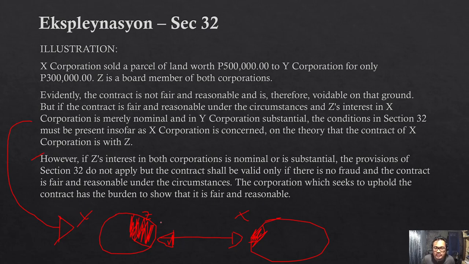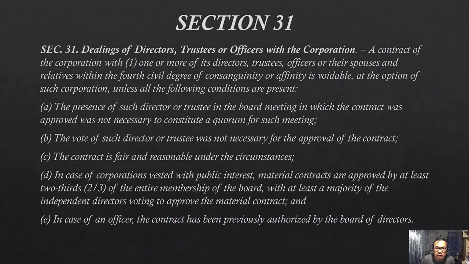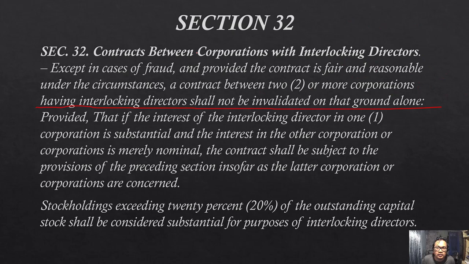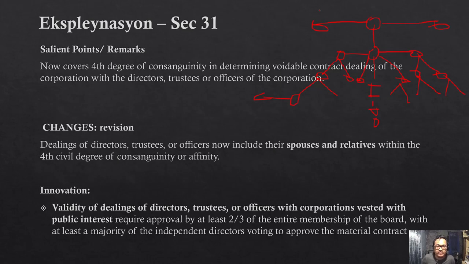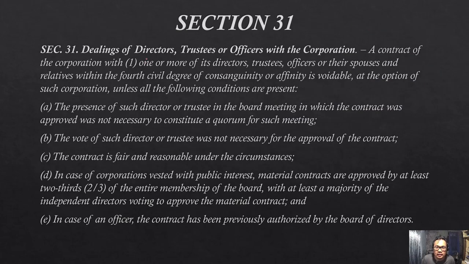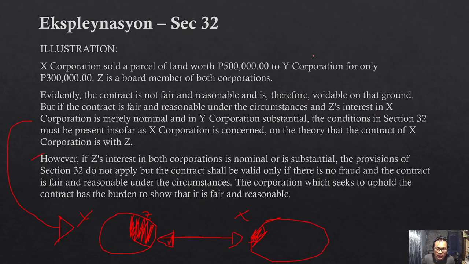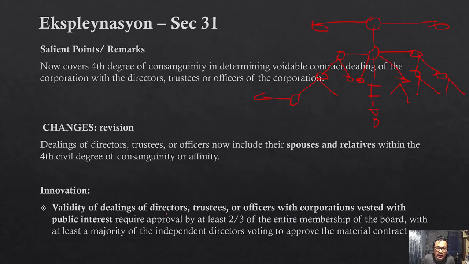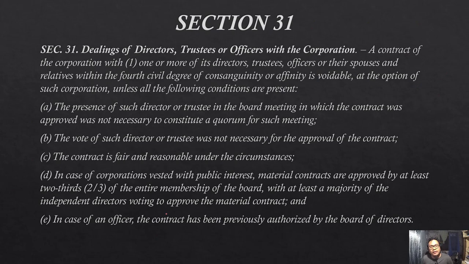So, if that's the case, it is as if that X corporation is dealing with a director, a trustee, or an officer. A director or a trustee. Kasi ownership yan eh. Ah, directors lang pala. Oo. Kasi it is a director having a transaction with the corporation. Dealing with the corporation. Kaya, kapag ganun yung instance, i-apply si Section 31. So, I hope naintindihan nyo yung concept na yun.